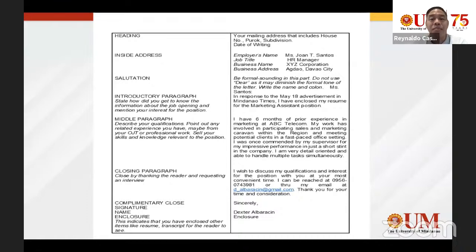Of course, the business name or the company's name or the organization's name or the agency's name, you have to take note of that and the address. Okay. And then you have the salutation. Now, be formal sounding in this part. It says here, do not use dear as it may diminish the formal tone of the letter.